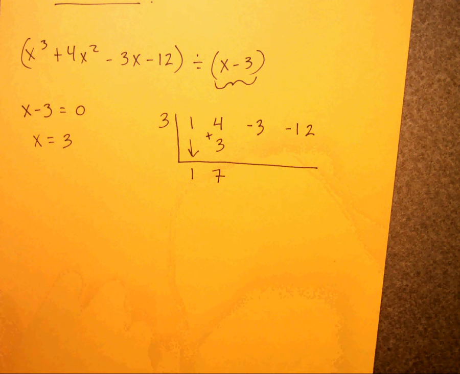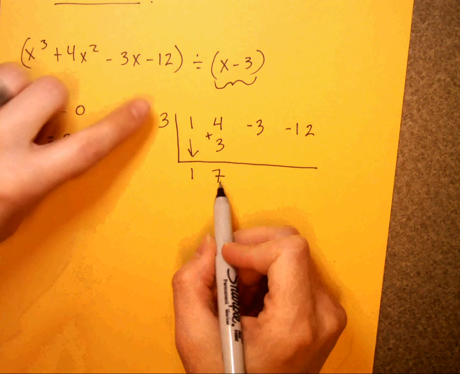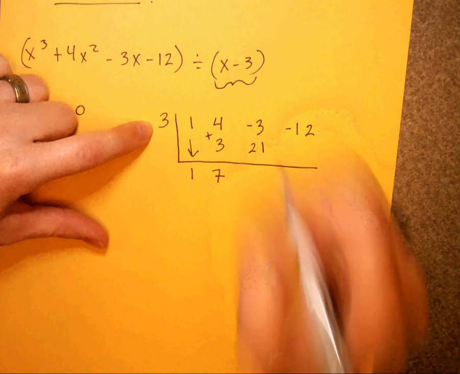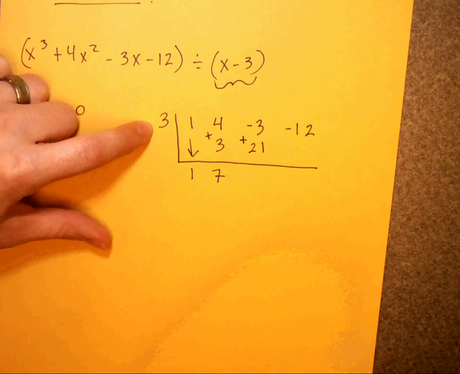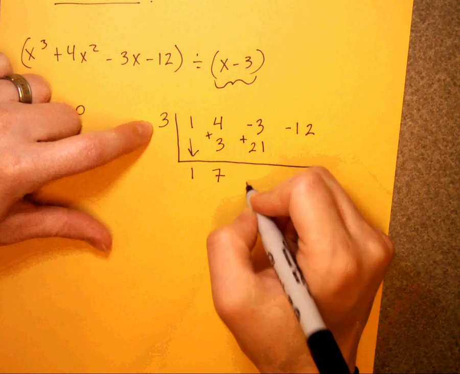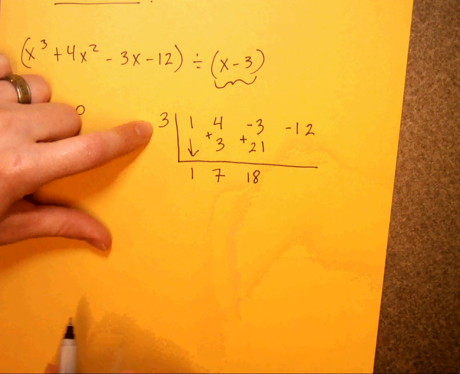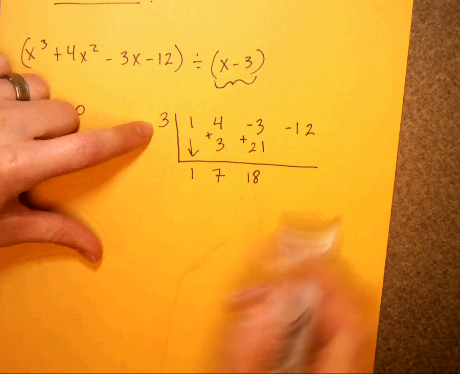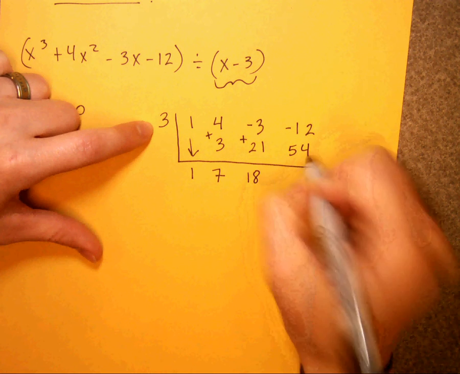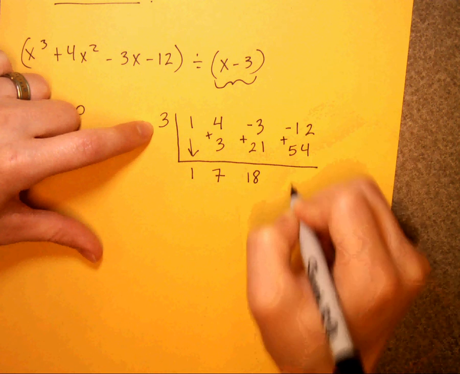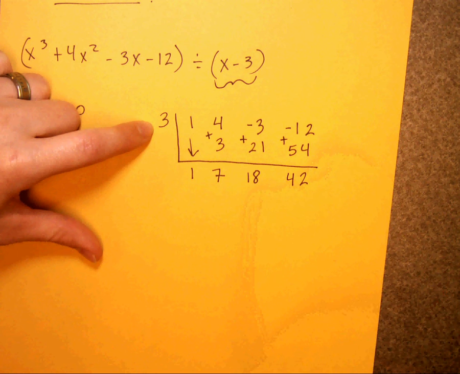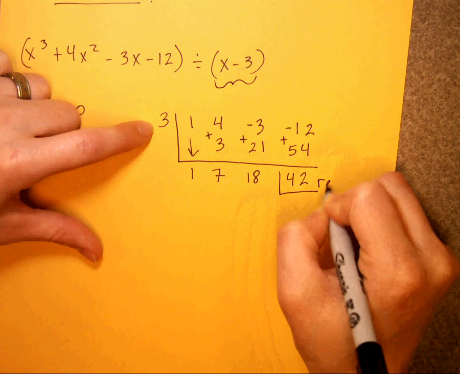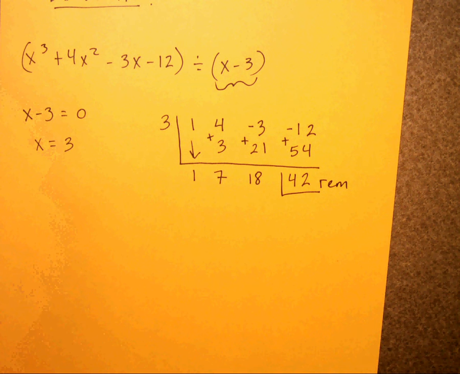And now we're going to repeat. 7 times the number on the outside is 21. So I'll place it under the next value and add. Negative 3 plus 21 gives me 18. Multiply that times the number on the outside. 3 times 18 gives me 54. And add. I get positive 42. The last number every single time is my remainder.